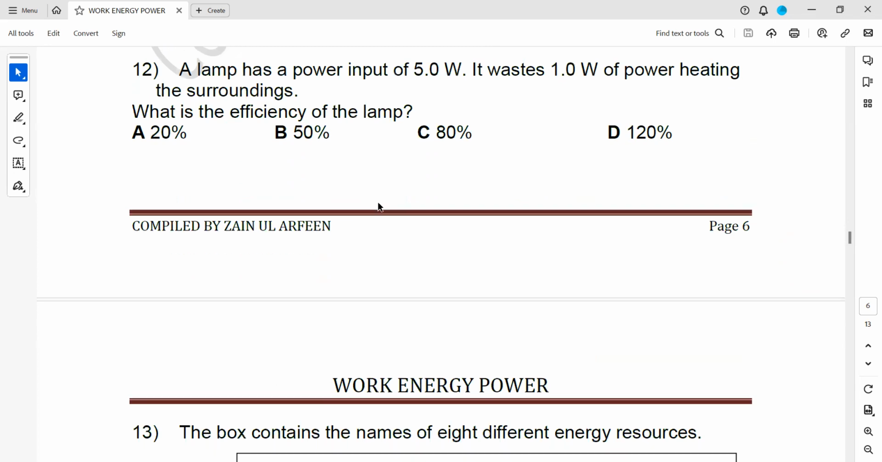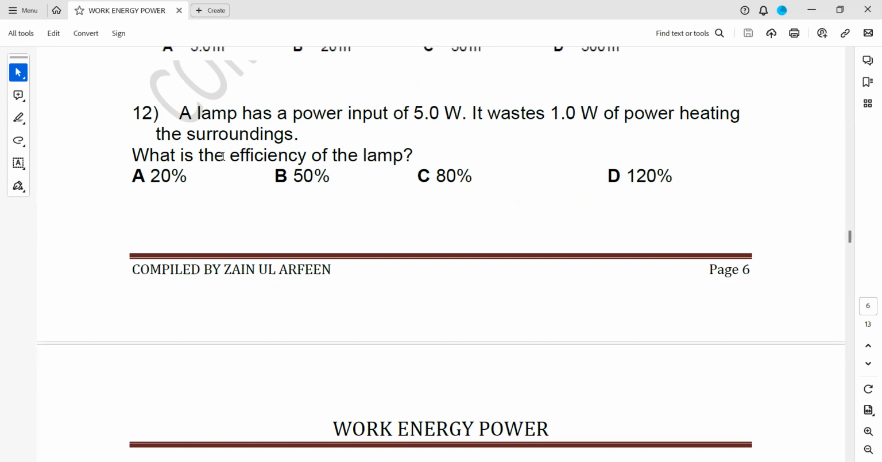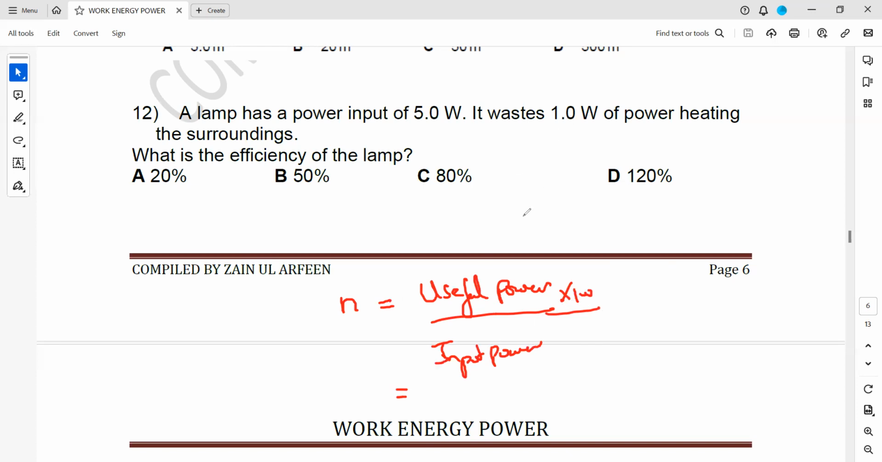Question 12. A lamp has a power of 5 watt and it wastes 1. What is the efficiency? How to work out the efficiency? Efficiency is the useful energy or useful power divided by the input energy or input power, multiplied by 100. That's the formula. How much is useful? Because out of 5, 1 is wasted. So how much is useful?